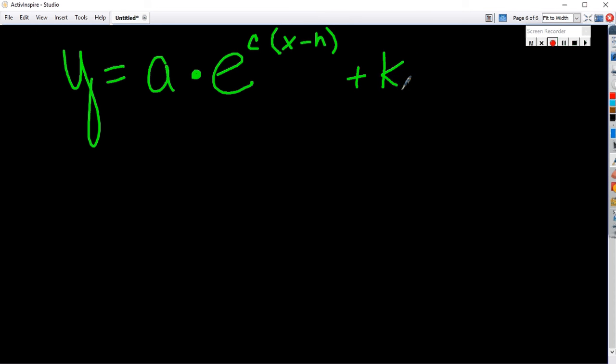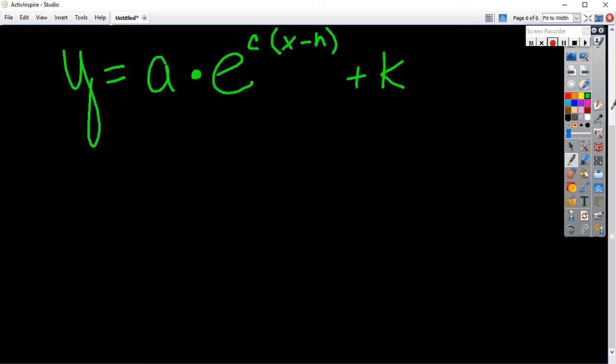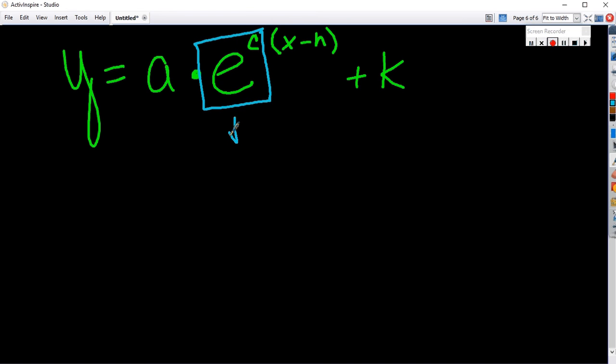Here's why it's different. Now all of this is what was previously my B, okay? And if you remember, this E is like 2.7. It's going to make sense to you if you just remember that it stands for a constant there, okay? So what happens is this C changes, and I want you to really think about that.